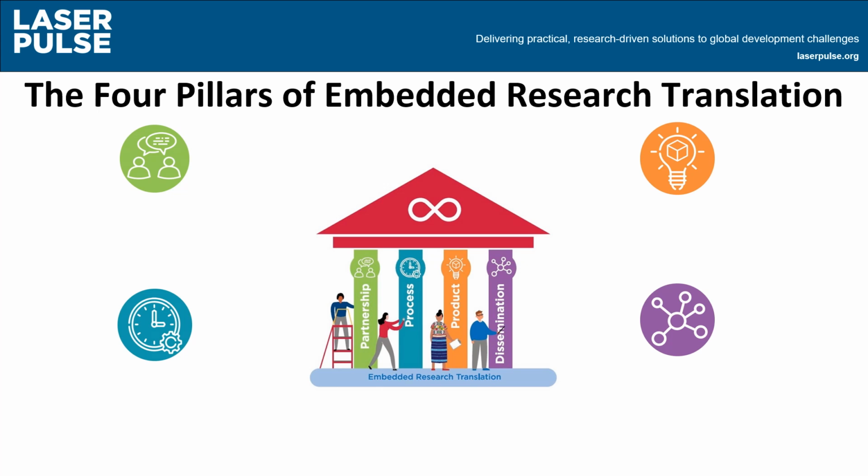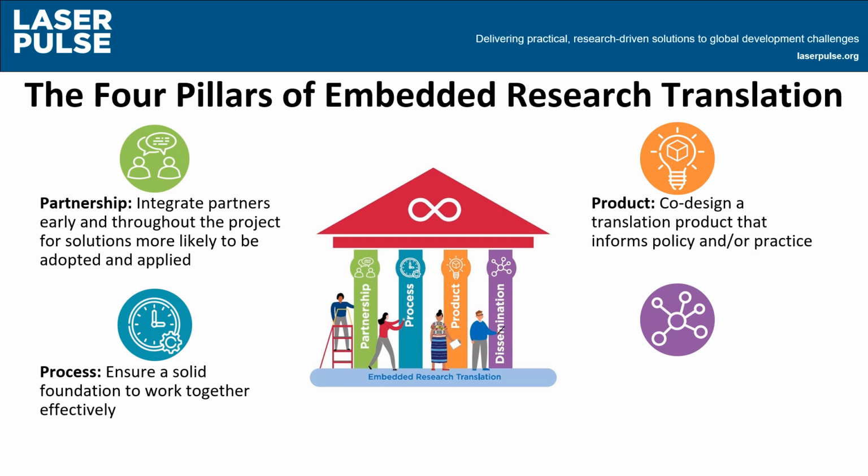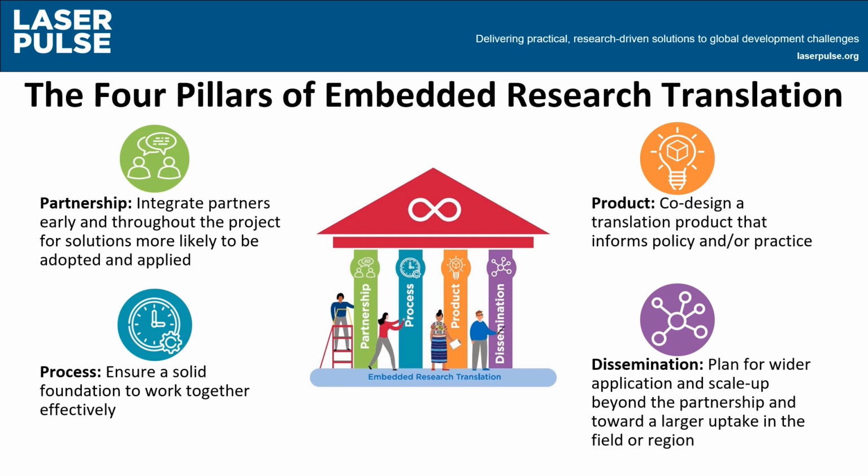As we go through this course, we will talk about what LaserPulse considers to be the four key pillars of embedded research translation: partnership, process, product, and dissemination. In partnership, the project integrates partners early and throughout for solutions to be more likely adopted and applied. As part of a collaborative process, teams should ensure a solid foundation to work together effectively.